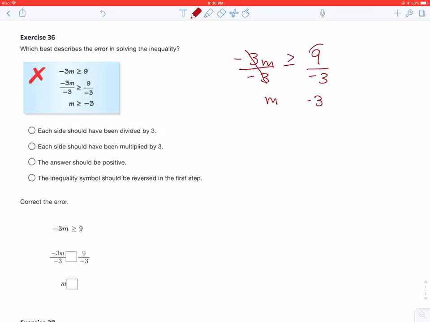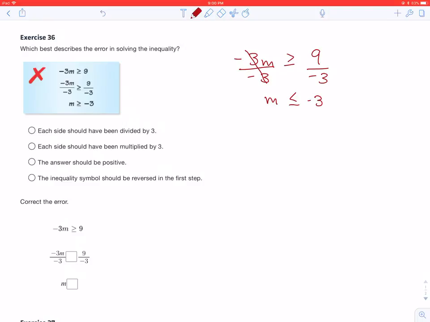Positive divided by negative is a negative 3. And then because I divided by a negative 3, this 9 went from being positive to now being negative. And so that means that we are going to need to flip the sign between these two expressions. And this is going to now be a less than or equal to. So m is less than or equal to 3.